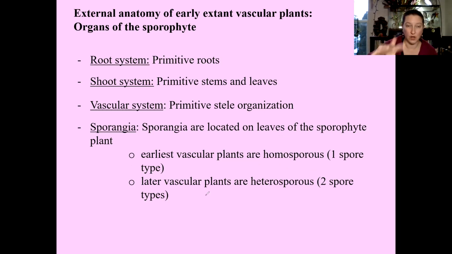Some of the plants, though, that we're going to talk about in the lycopod lecture are what's called heterosporous, which means there's two spore types. So hetero means different, and then sporous still refers to spores. So if you're a heterosporous plant, you have more than one type of spore, different spores, right? More than one type. Okay.